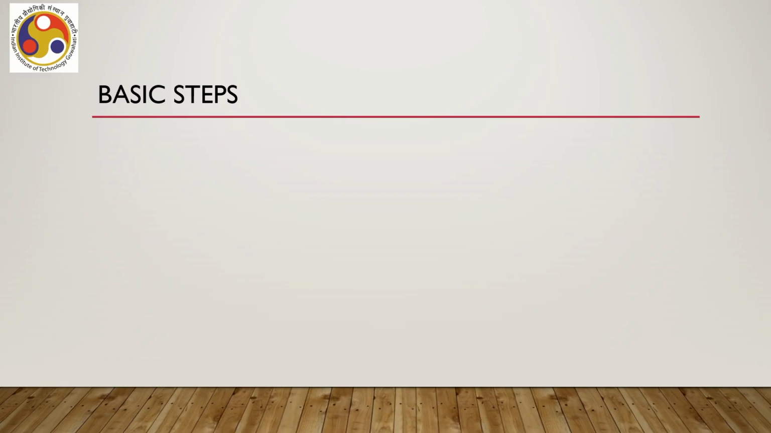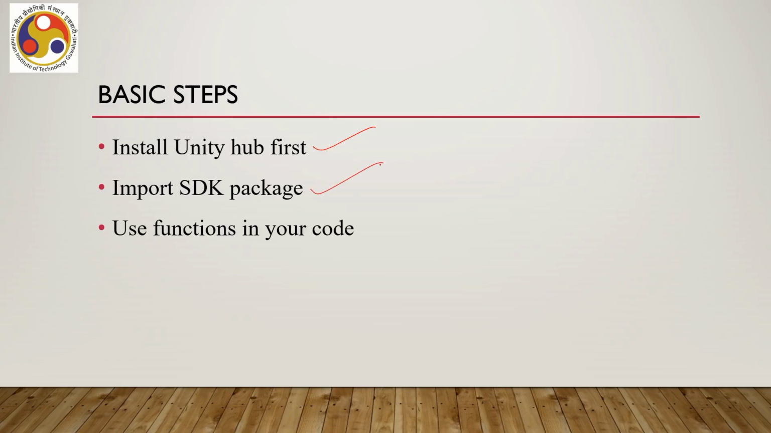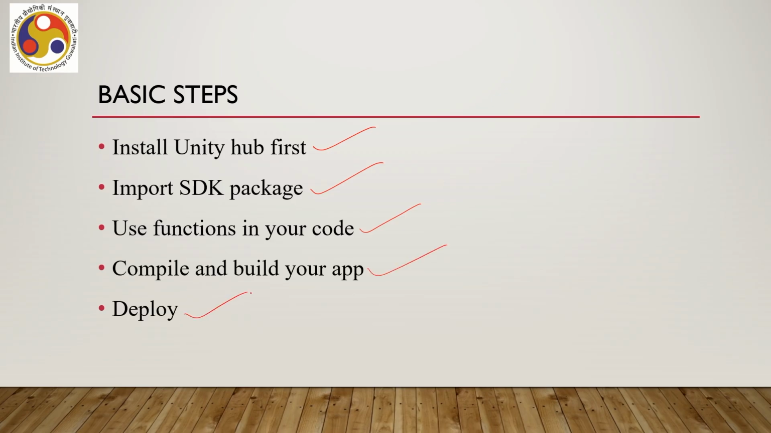So, how can we integrate the SDK with Unity? What are the basic steps? Install the Unity Hub first, then import the SDK package into the Unity environment, then use the functions of both, whatever Unity supports as well as whatever the SDKs support. You can then compile and build and finally deploy. So, the steps are simple, intuitive.